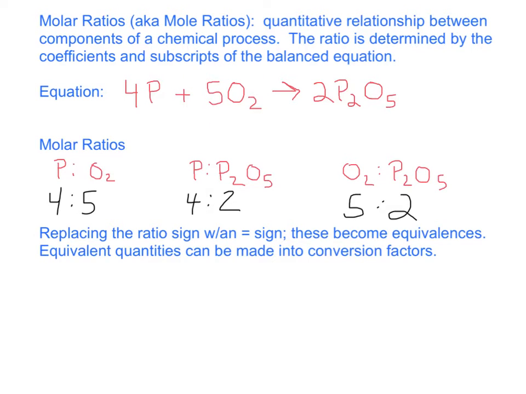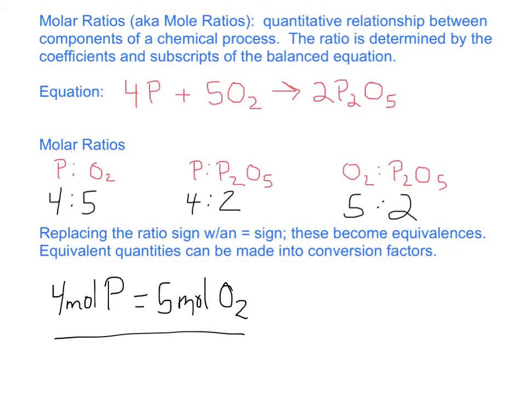Or if we start with 4 moles of phosphorus in this one, that equates to production of 2 moles of this. So what we do, we're going to replace the ratio sign with an equal sign. In other words, the 4 to 5 P to O2 ratio here can be rewritten as 4 moles P equals 5 moles O2. And as long as we are within this chemical process up here of this equation, that's a true relationship.